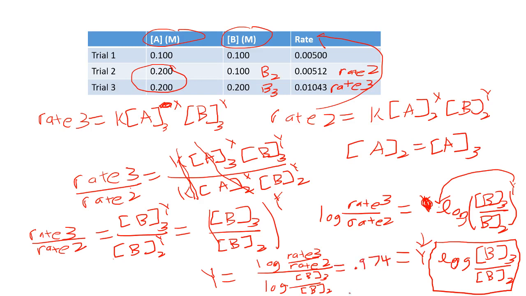0.974. And remember, we're going to assume our rate orders are integers. We're not going to deal with square root rate laws when we're trying to calculate these, although those can exist. We're just going to go with the closest integer. So 0.974 rounds to 1. So that means y is equal to 1. You could then solve for x, and if you do the same thing, you'll get that x is equal to 0, which means that my rate law, I know I'm writing at the top, is going to be equal to k times b, and that's just to the first power.